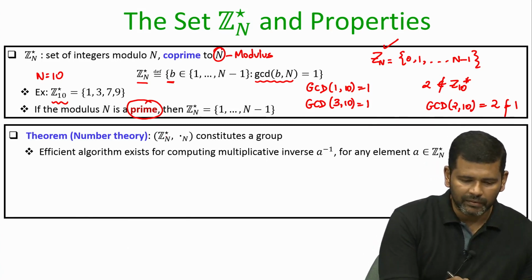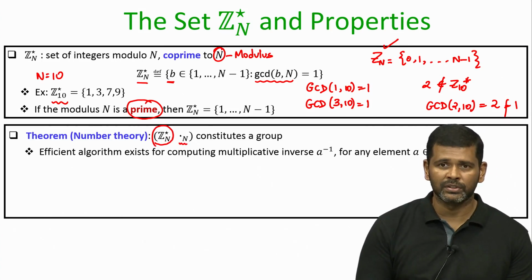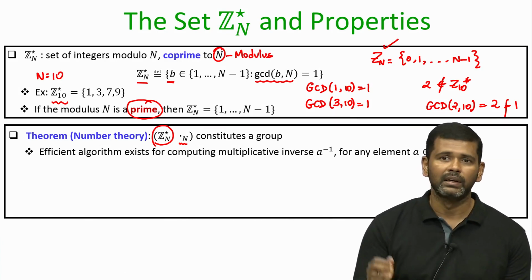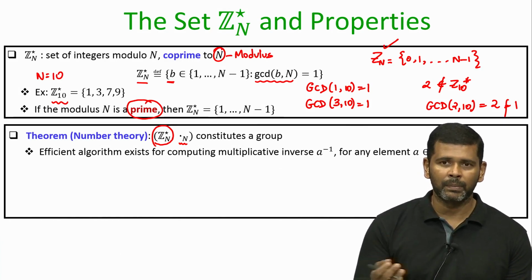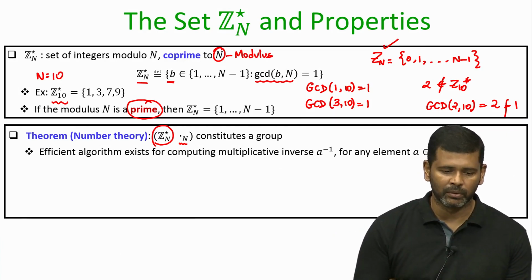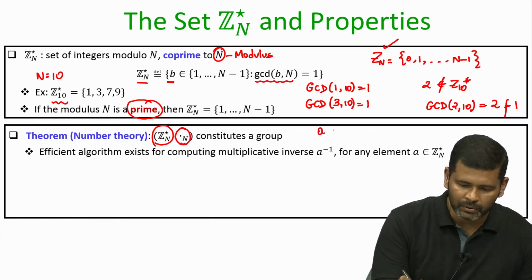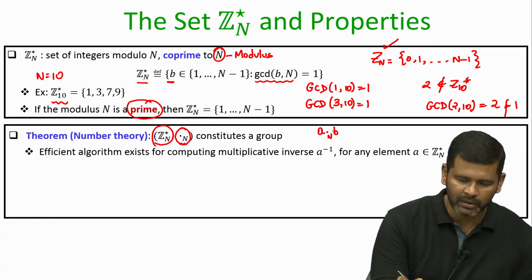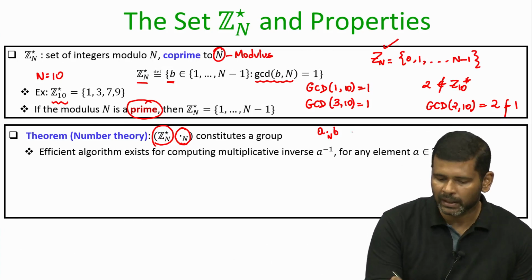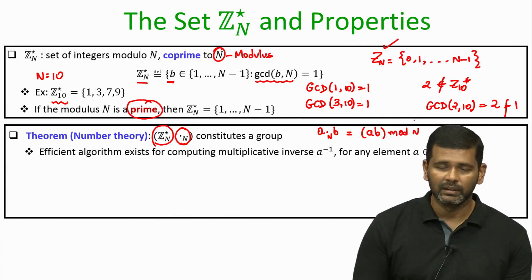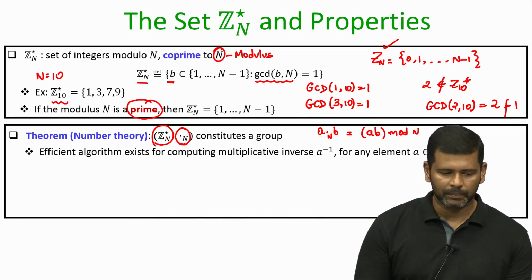If we consider the set Zn star and the operation multiplication modulo n, then it constitutes a group. In fact, we have seen the proof of this particular theorem at the beginning of this course itself, where we discussed groups and their properties, and we have seen various candidate groups. This operation, multiplication modulo n, is as follows. If you have two numbers a and b and you want to compute a multiplied with b modulo n, you multiply a and b and then take mod n. Whatever is the remainder will be considered as the result of a multiplication b modulo n.